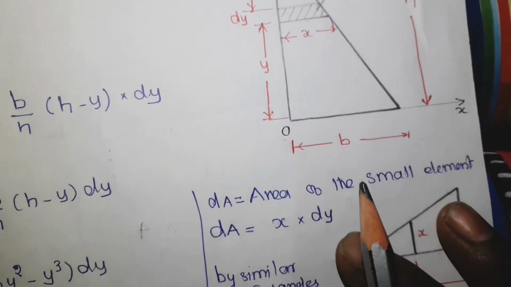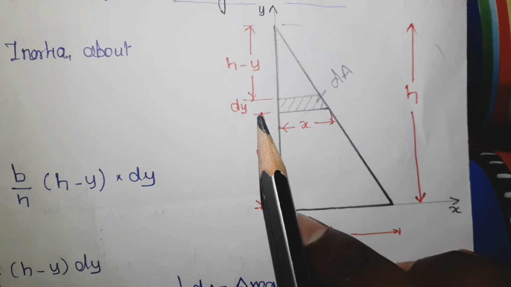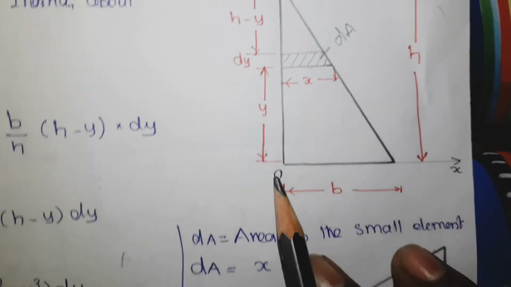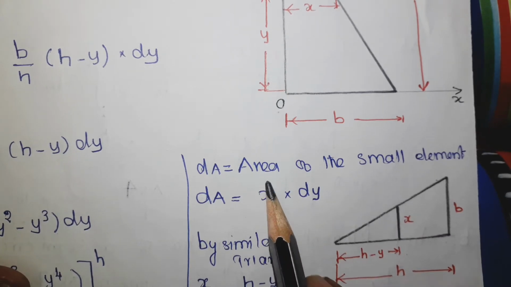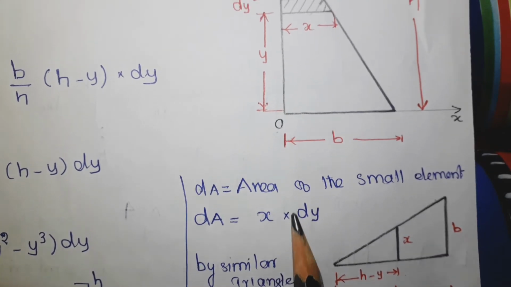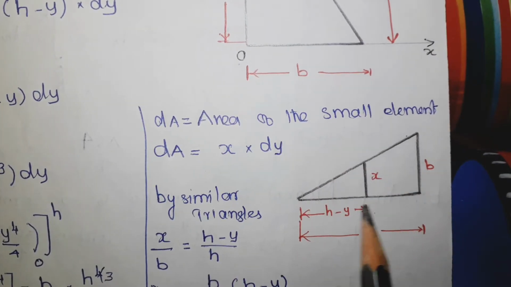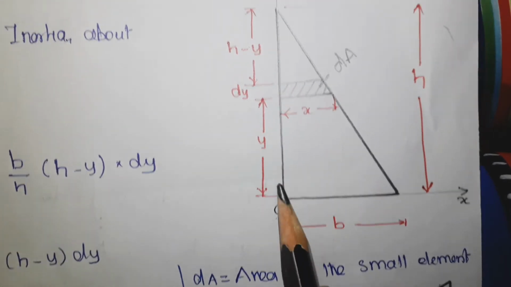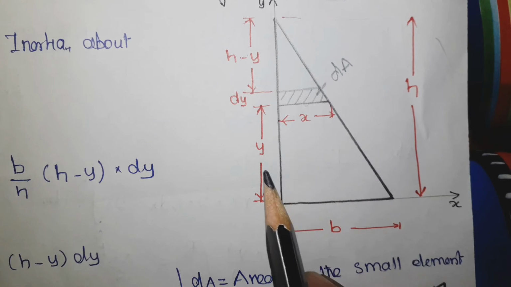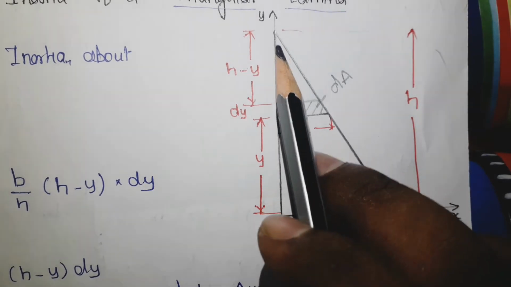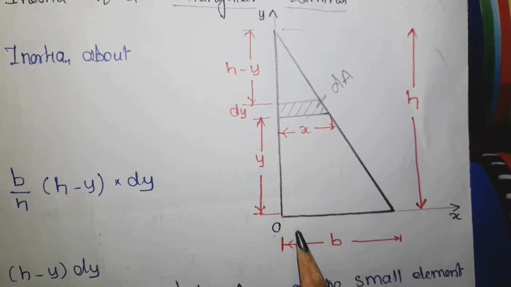Now let us find the area of the small element, which is equal to dy into x, or x into dy. So here is the answer, x into dy. Now I want to know the value for this x. Again I am going to take the same triangle, but I have drawn it in a horizontal manner. Here the total distance is h, and this distance is y, so the remaining distance is h minus y. Here it is x and here it is b.